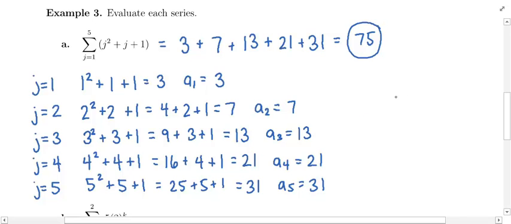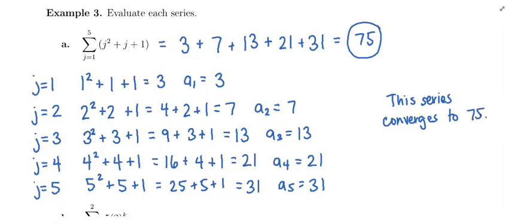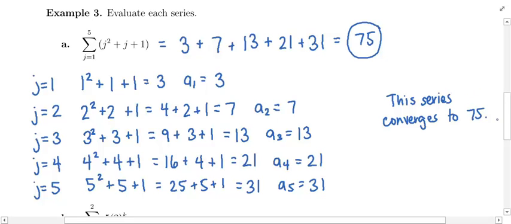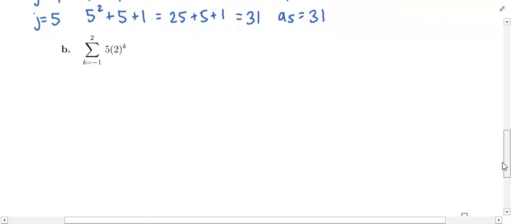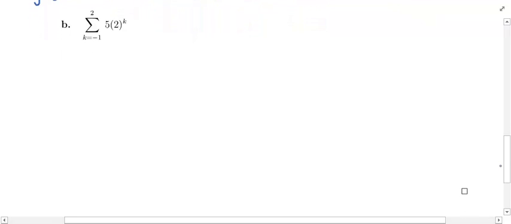So we can also say that this series converges to 75. When you add everything up that you're supposed to add, the answer is 75. So that's all you have to do to evaluate a series. Let's try the series in part B. This one's going to be a little different.